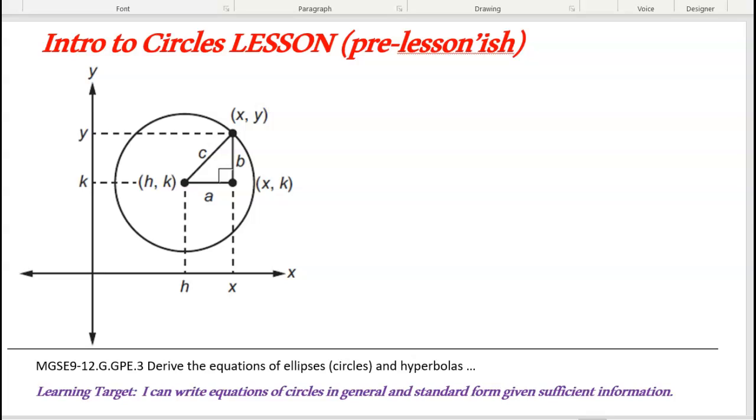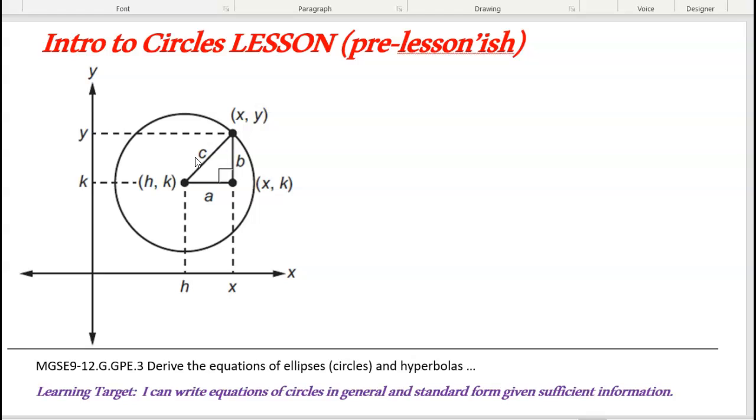So for example, you see the circle drawn in front of you. You see that the center of the circle is called HK. So the center of the circle is HK. XY represents any point on the circle, so that's crucial. So I just plopped a point on the circle, called it XY. Now, the distance from the center of the circle to any point on the circle in this picture is C.